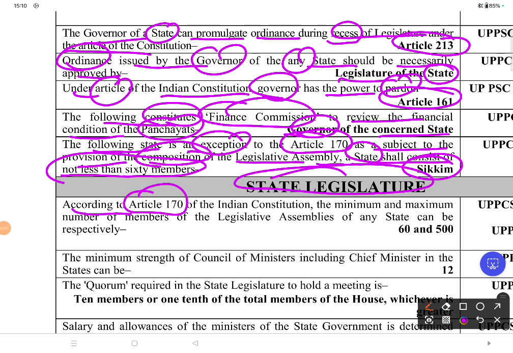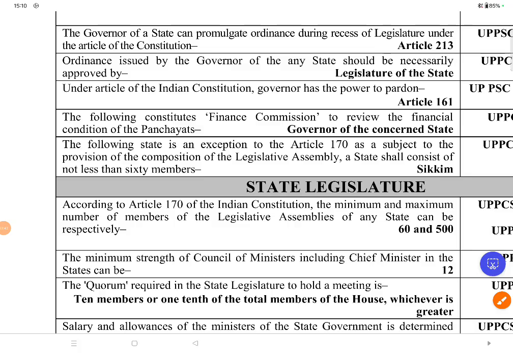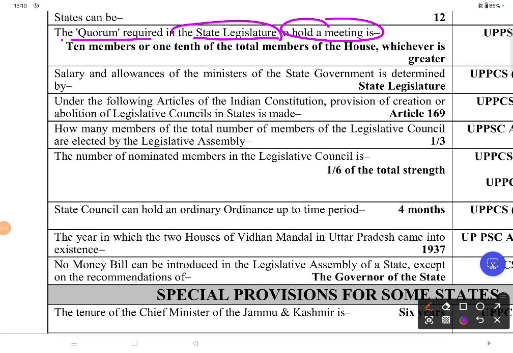According to Article 170 of the Indian Constitution, the minimum and maximum number of members of the legislative assembly of any state can be 60 and 500 respectively. The minimum strength of the Council of Ministers, including the Chief Minister, in a state can be 12. The quorum required in the state legislature to hold a meeting is 10 members or 1/10 of the total members of the House, whichever is greater.